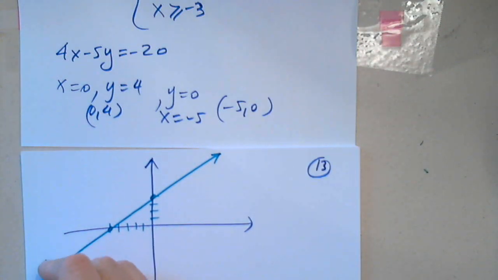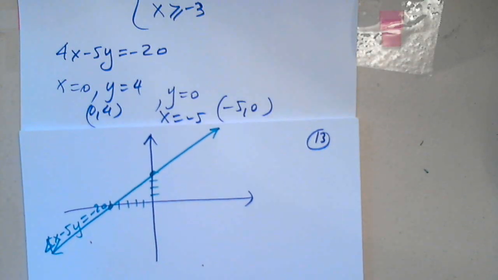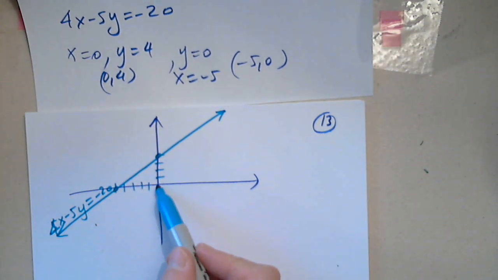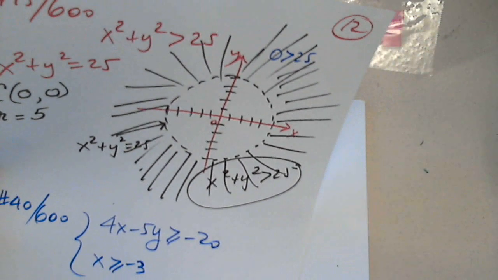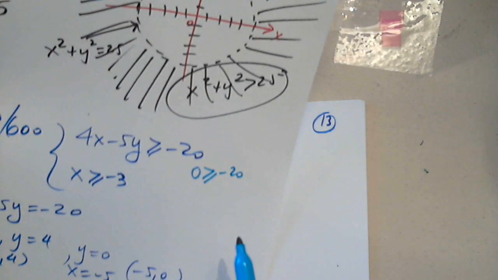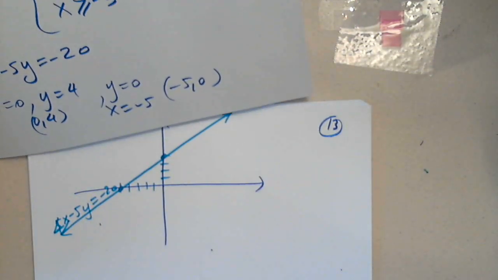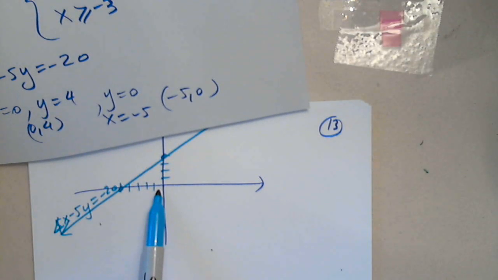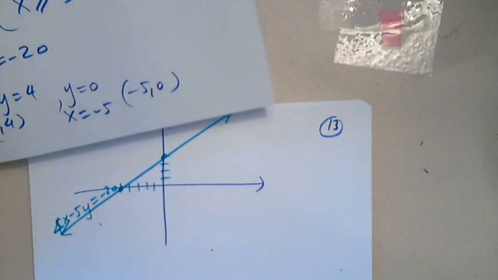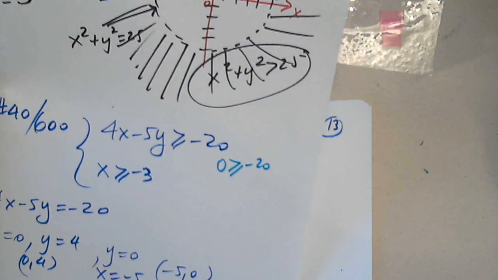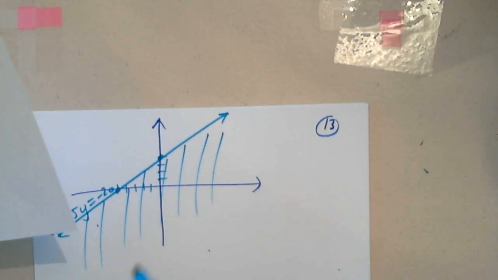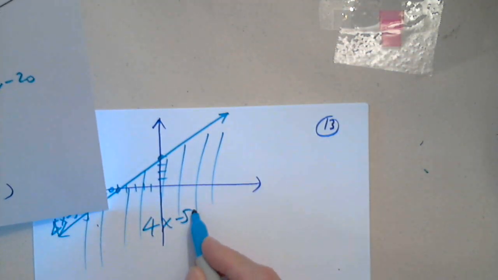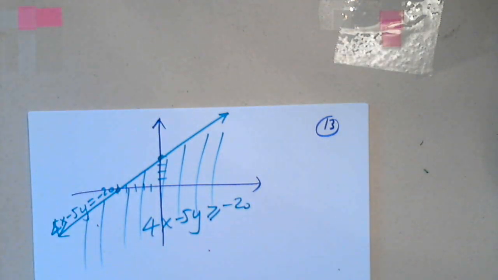This is just the equation. I have to write 4x minus 5y equals negative 20. Luckily, it does not pass through the origin, so I'm going to use my favorite point, and I'm checking the bottom area. 0, 0. Is 0 greater than or equal to negative 20? If you say yes, I will shade in the area that has the origin. If you say false, I will shade in the opposite. Is 0 greater than or equal to negative 20? True. So I will have to shade in all this. This is 4x minus 5y greater than or equal to negative 20.